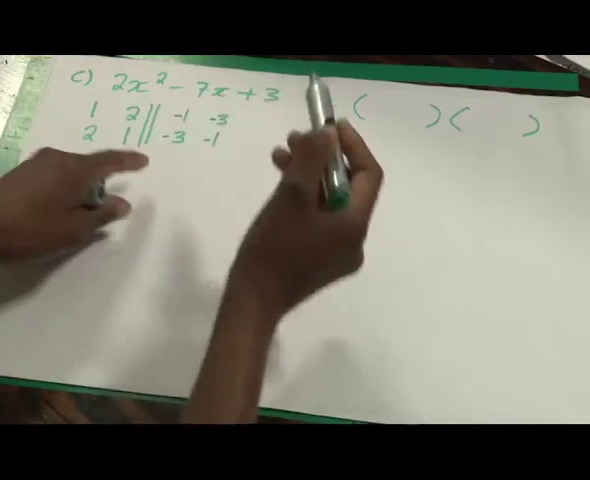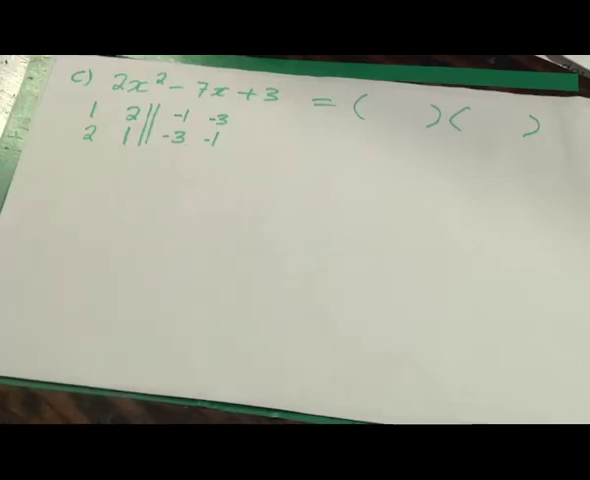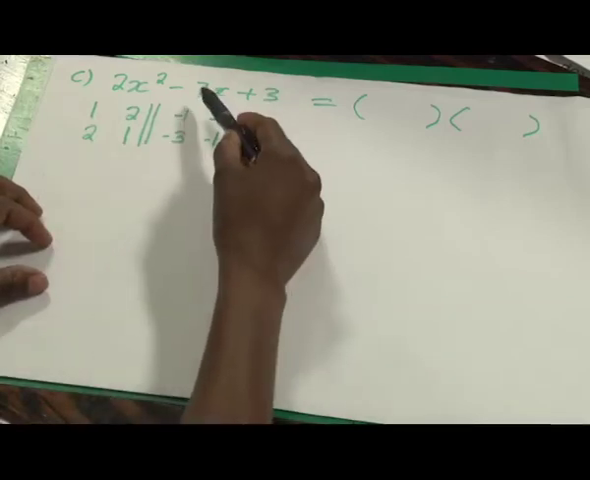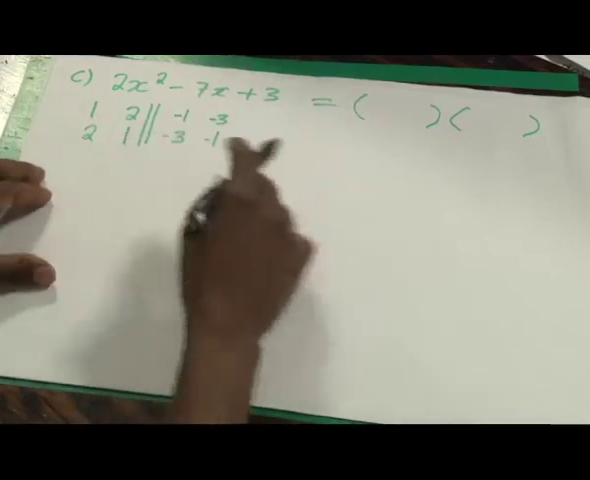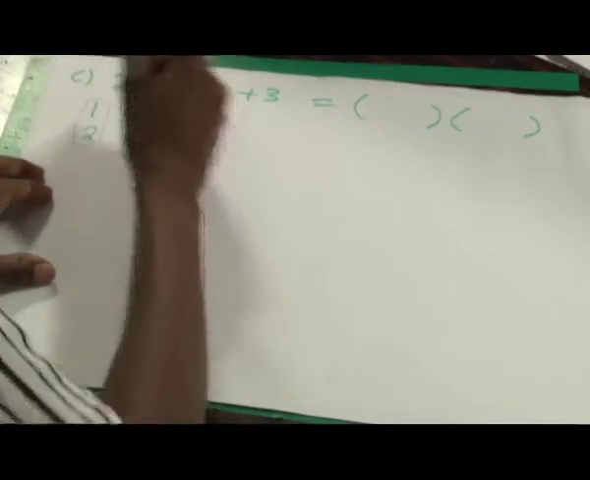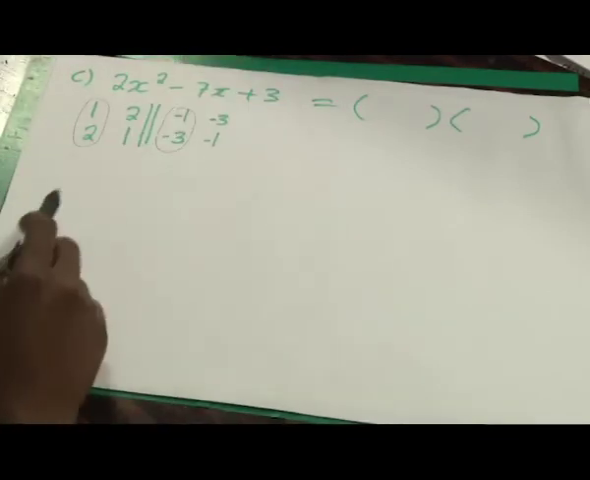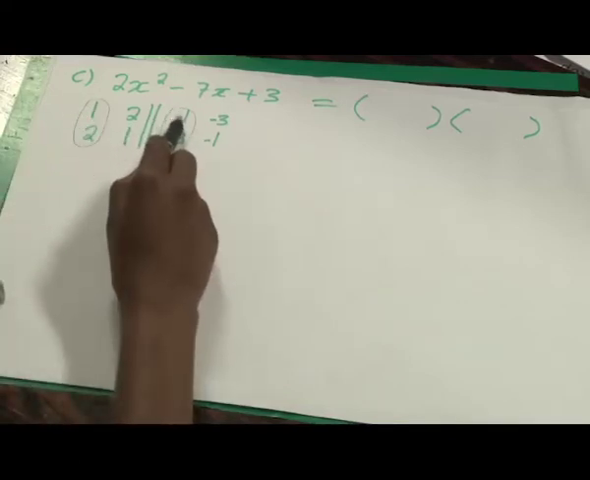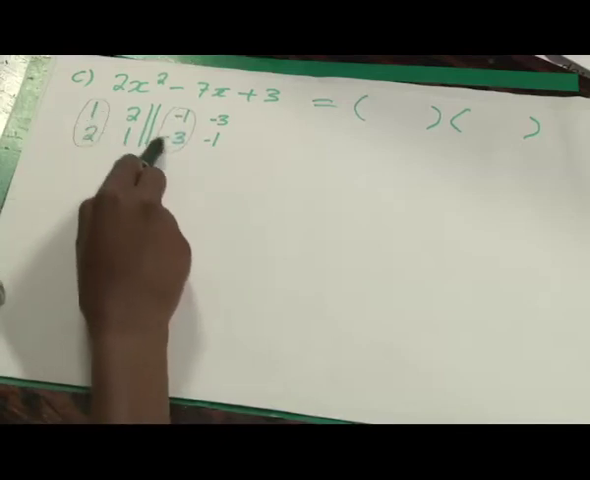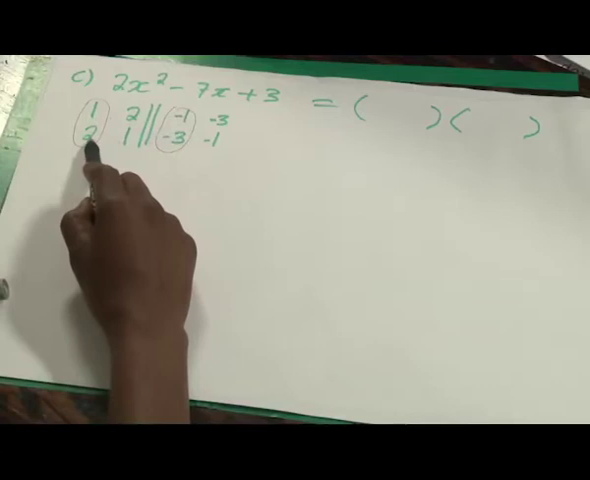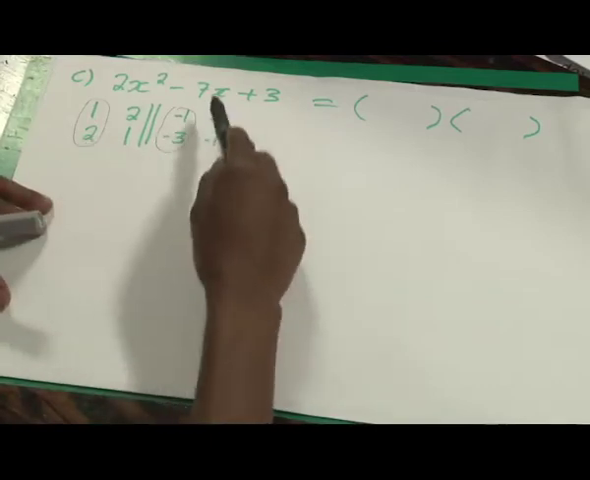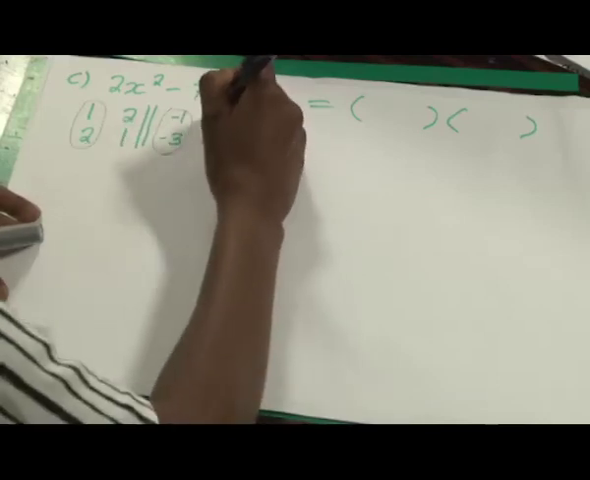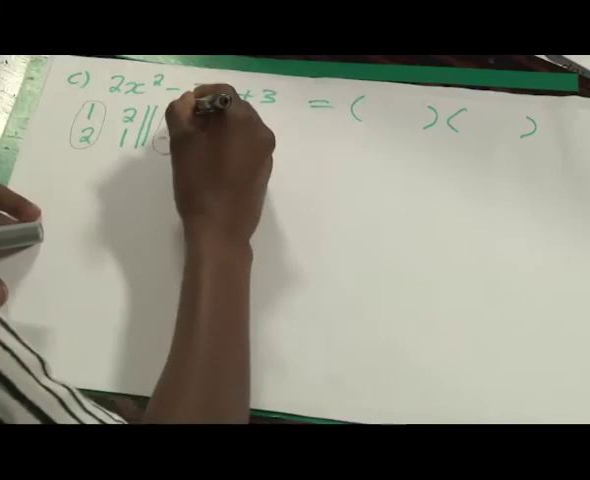All of them negative. And now we start to look for our combination that when we cross multiply and add, we get negative 7. So let's try these two. If you cross multiply here, this is negative 3 and this is negative 2. Negative 3 plus negative 2 is negative 5. We are looking for negative 7. So this doesn't work, so we move on to the other one.